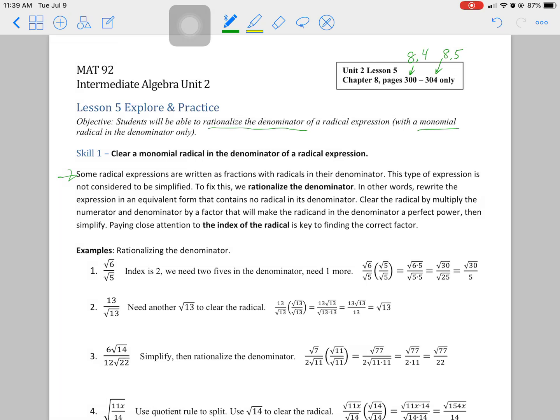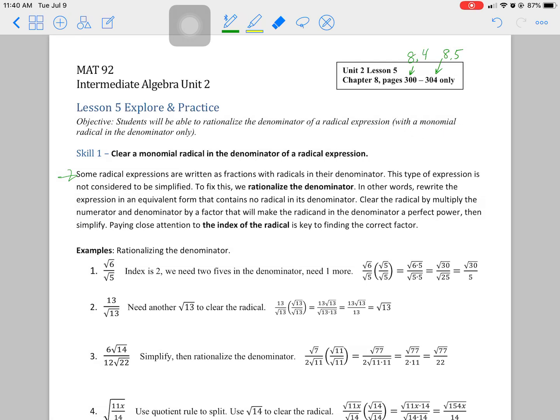Okay, so right here, some rational expressions are written as fractions with radicals in their denominator. So there's some things you're not allowed to do in a fraction. You're not allowed to have a 0 underneath. That makes it undefined, right? You're not allowed to put a decimal in a fraction, okay? Another thing you're not allowed to do is leave a fraction unreduced. So you have to reduce all fractions as you come across them. Another thing you're not supposed to do is leave a radical in the bottom, in the denominator of a fraction, okay? So that's one of those other rules that we want to fix.